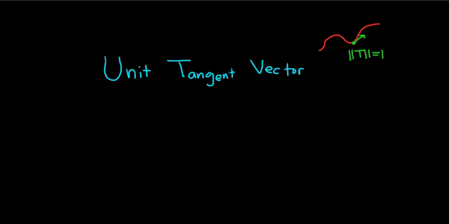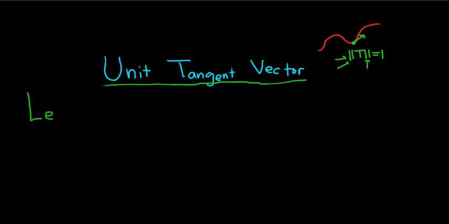Basically all we do is take the velocity vector, which is the tangent vector, and we force it to have magnitude 1. In other words, we normalize it. Let's carefully go through the definition, and then we'll look at an example.